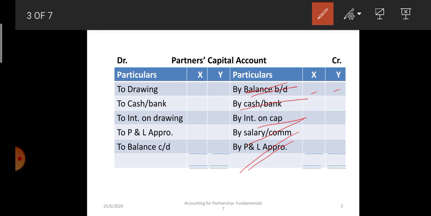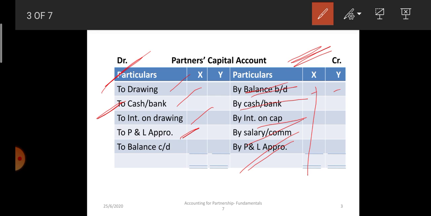All the transactions which are going to increase the partner's capital account, like interest on capital allowed, salary allowed, commission allowed, share of profit, will be recorded on the credit side. This will increase the partner's capital account. Whereas if the partner is withdrawing money, it will be debited to his capital account. To drawing. If the partner is withdrawing capital, to cash or to bank. See, when profit is withdrawn, to drawing. When capital is withdrawn, to cash or to bank. For interest on drawing, to interest on drawing, and in case of loss it will be to P&L account.